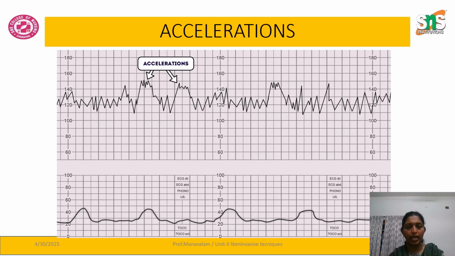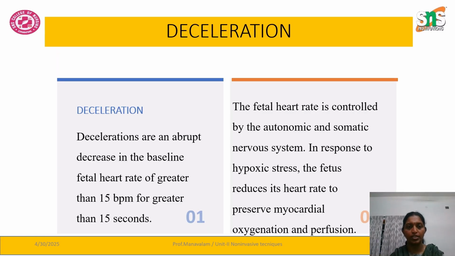How the acceleration process starts: whenever the mother is experiencing the contraction during the time of labor, at that time there may be a variation in the baseline fetal heart rate. It will increase by 15 beats per minute and remain there for 15 seconds. After that it comes down. That is called an acceleration. It is indicating a healthy fetus.